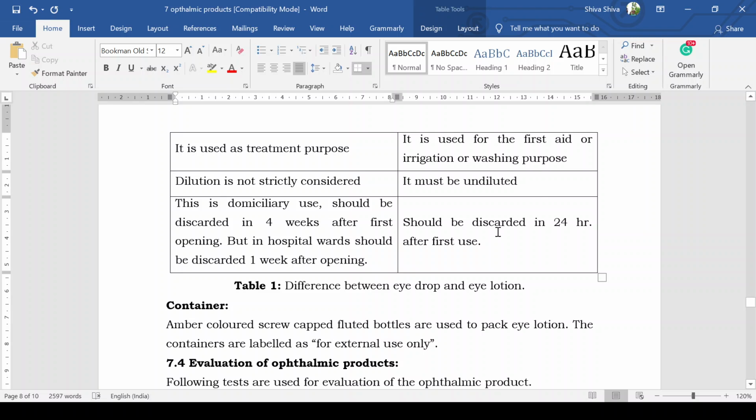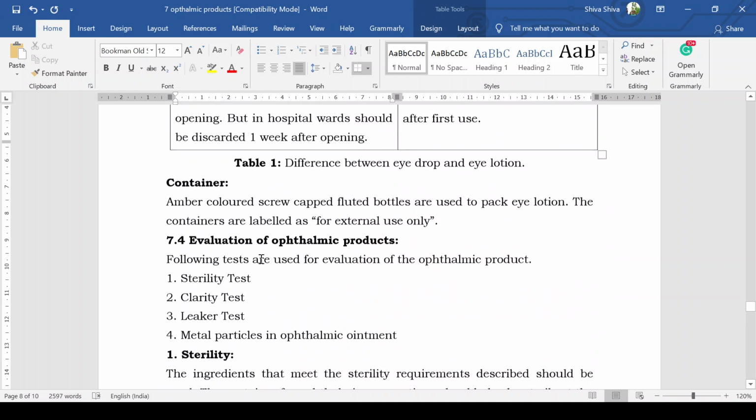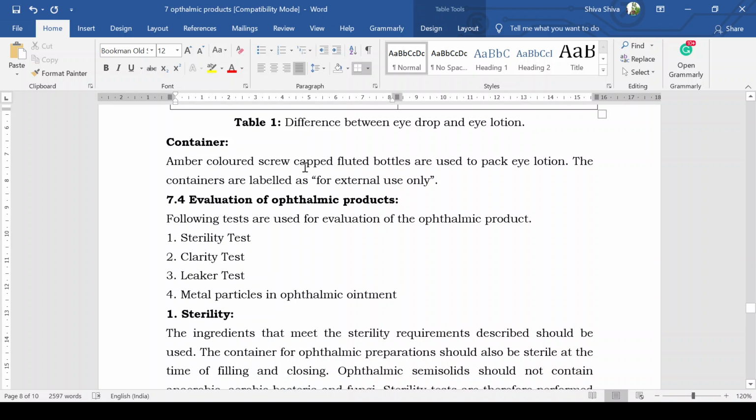And eye lotion is generally used inside the hospitals by the physicians for removing any kind of particulate matter from the eye, and should be discarded within 24 hours. Then containers. Amber colored screw capped fluted bottles are used to pack the eye lotion. The containers are labeled as for external use only.